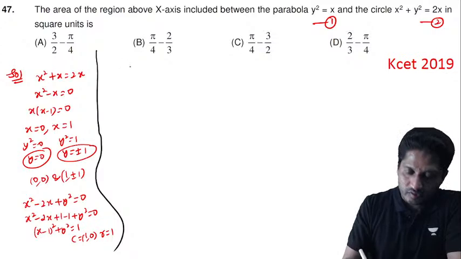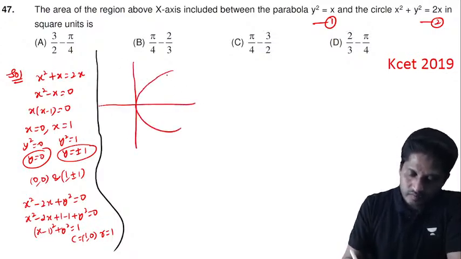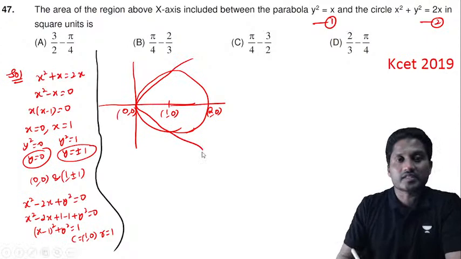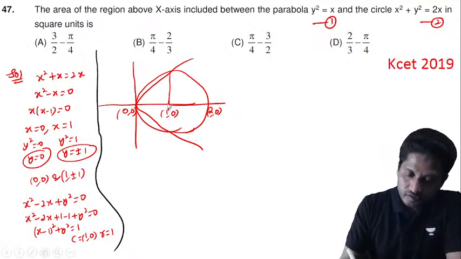Now you get a circle whose center is 1 comma 0 and radius is 1. So this means that this is 2 comma 0. Obviously it will pass through the origin because there is no constant term. Now you draw a parabola. Up to here same thing we did in the previous thing. So this is 1 comma 1. This is 1 comma minus 1.